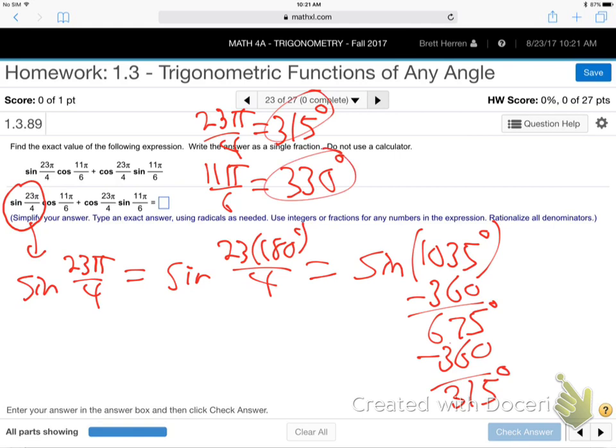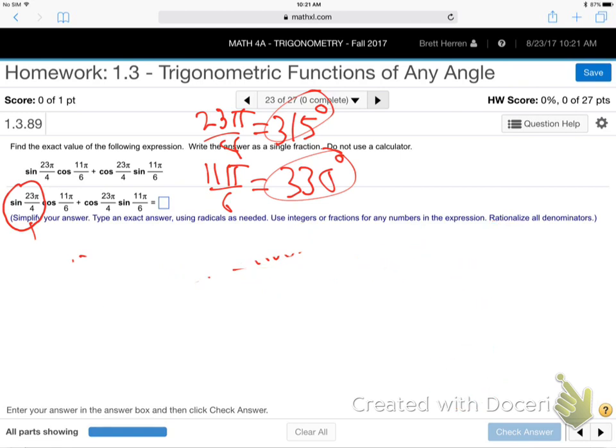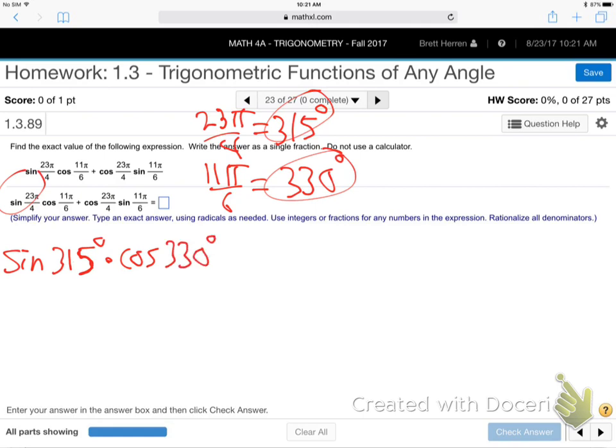You with me? So forget about that big fancy formula I gave you. That's later on in the course. I was surprised they were bringing that in now. So just say, okay, this is sine 23 pi over 4, that's 315. They want sine 315 times cosine of 330 plus cosine of 315 times sine of 330. That's really what they're saying. I just converted those all to degrees. Does that make sense? And then you just figure these out one at a time.